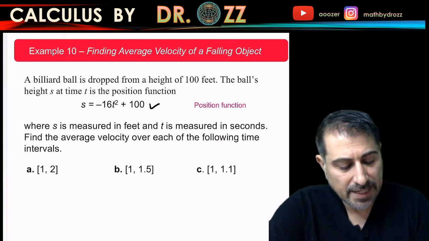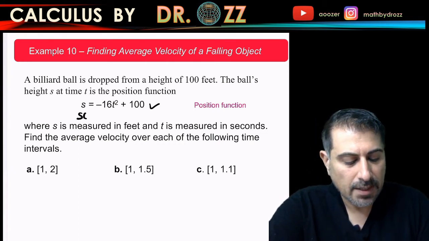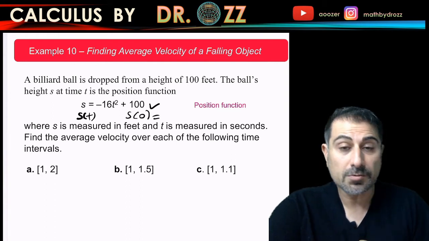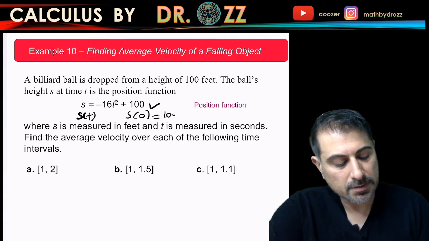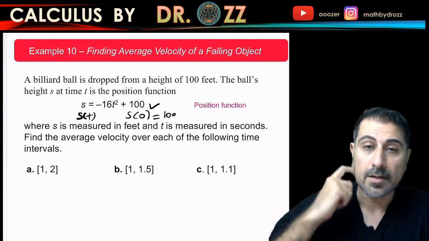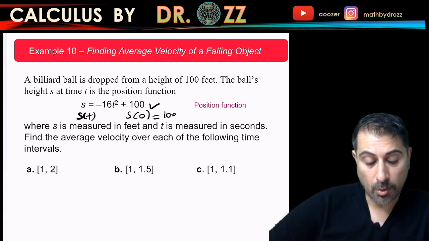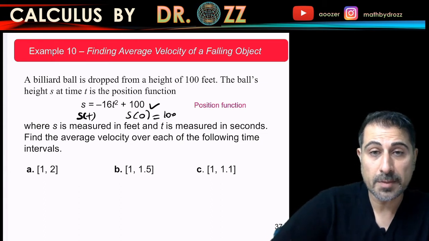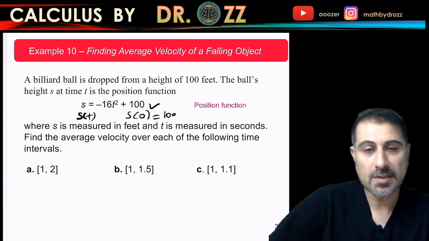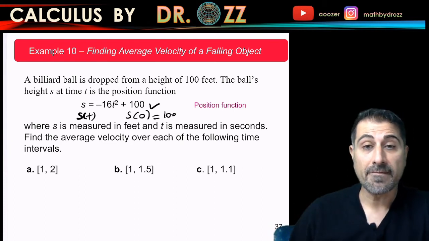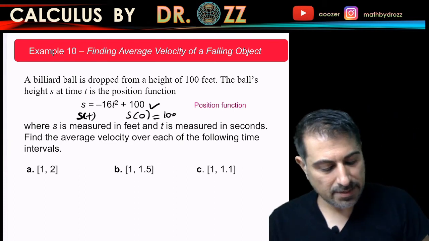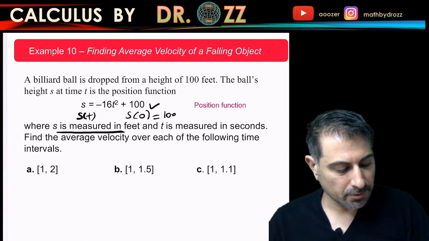You can easily see that at time t equals 0, when I substitute 0 for t in s of t, it's 100, so it tells me that originally the ball is at the height of 100 feet. But as time evolves, the ball is going to drop, and s is going to provide you a lower value. Here s is measured in feet and t is measured in seconds.